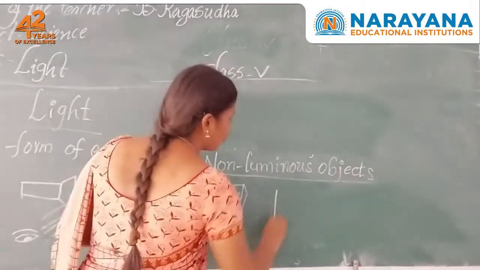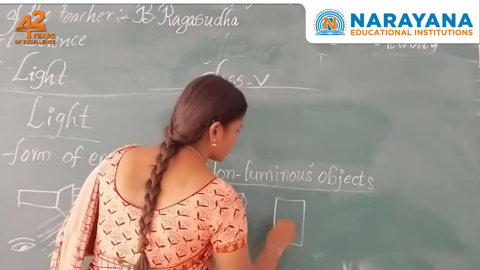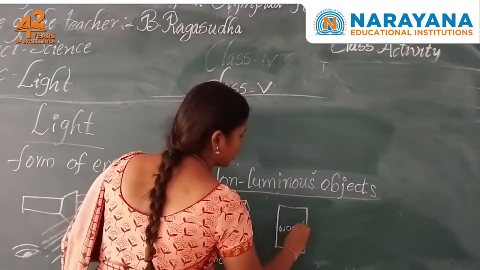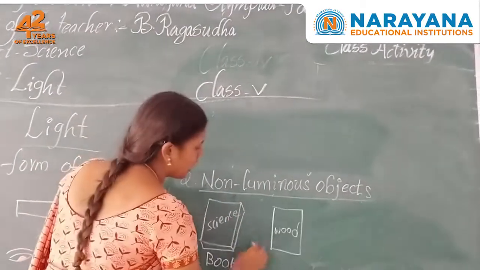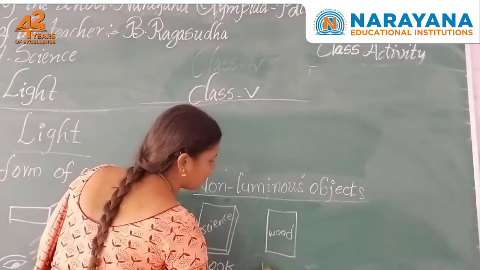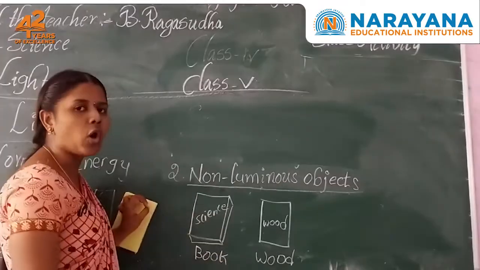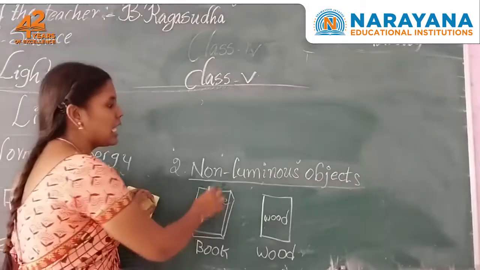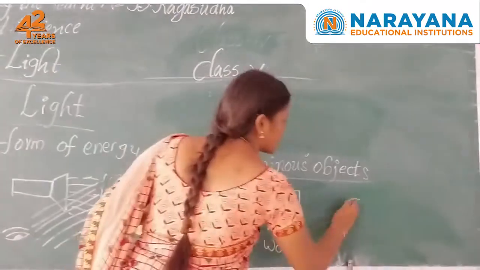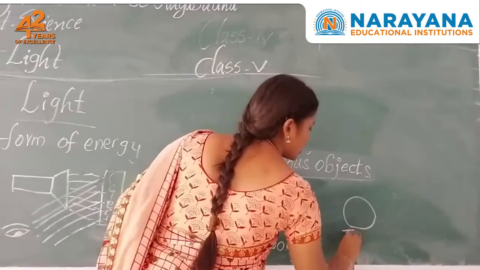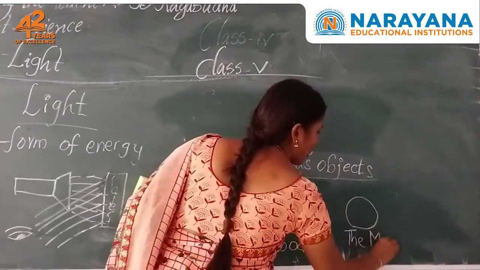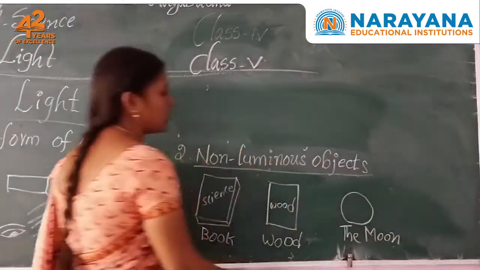Take one wood. The wood does not give light. So these objects do not give light, and these are called non-luminous objects. Another example of a non-luminous object is the moon. The moon is also called a non-luminous object.